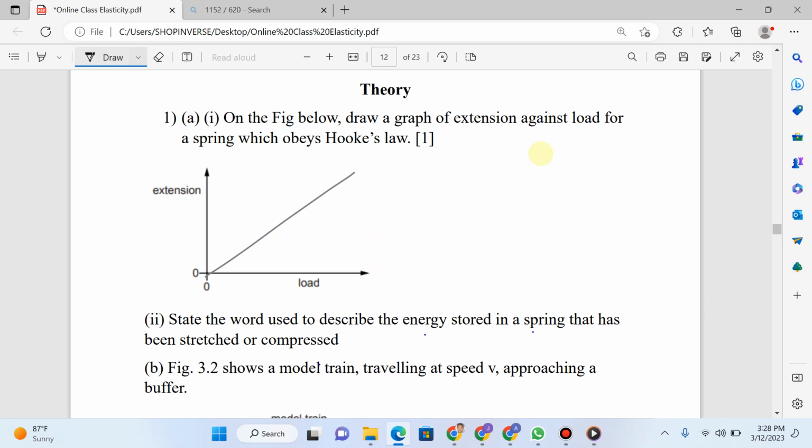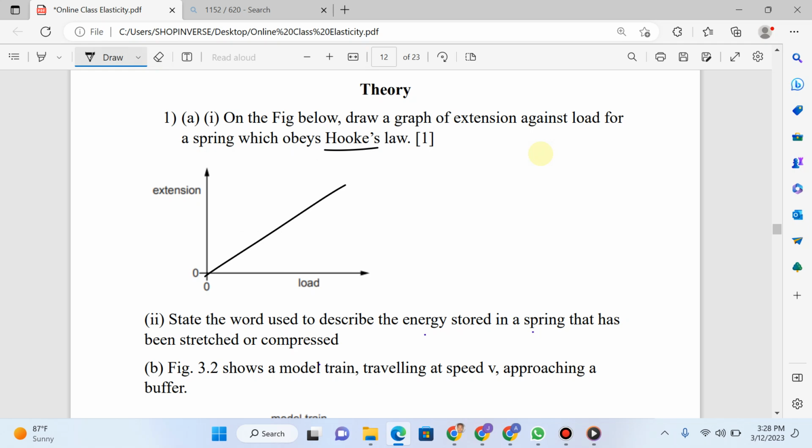So what will you do? Oh, sorry, this part was not part of the question. So this was the question: draw a graph of extension against load for a spring which obeys Hooke's law. Since Hooke's law is obeyed, you just draw a straight line that starts from the origin, and that is it. So this is the graph of extension against load.